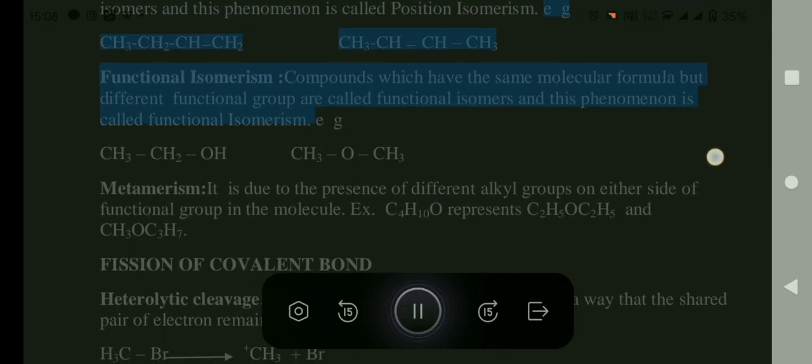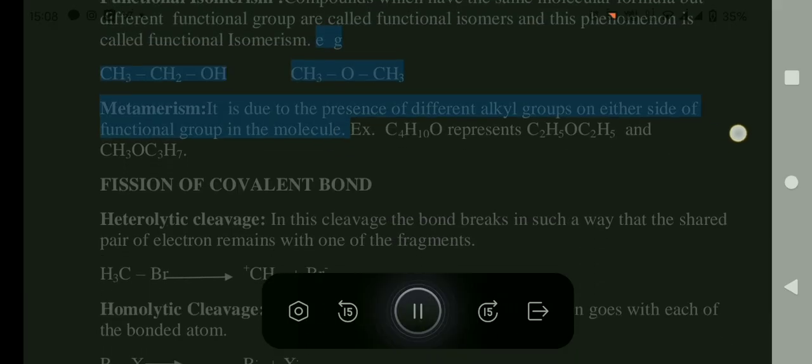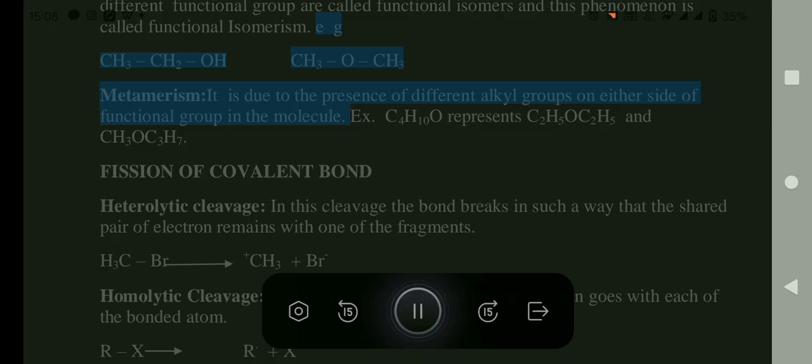E.g. CH3CH2CH=CH2 and CH3CH=CHCH3. Functional isomerism. Compounds which have the same molecular formula but different functional groups are called functional isomers, and this phenomenon is called functional isomerism. E.g. CH3CH2OH and CH3OCH3. Metamerism. It is due to the presence of different alkyl groups on either side of the functional group in the molecule.